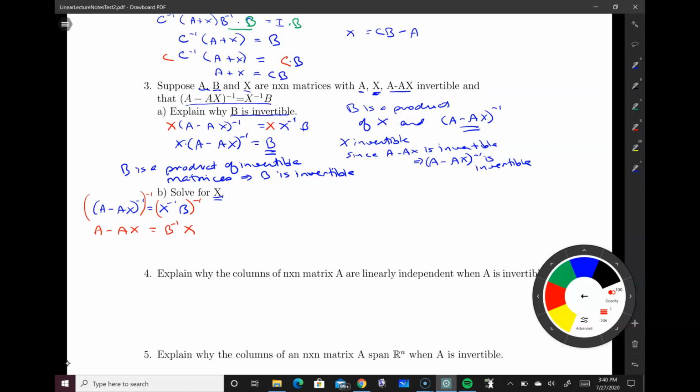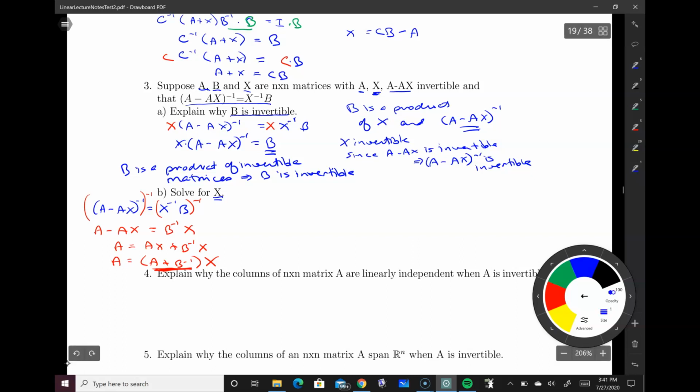All right, so now remember I'm solving for X. So let's make this A. Then I'll have AX plus B inverse X. Okay, so I want to solve for X, so I've got A equals A plus B inverse X. I'm going to pull on the right-hand side, I'll factor out X. Okay, so I need to know that this is invertible. I know the product of invertible matrices is invertible, but I don't know about adding together or subtracting invertible matrices.